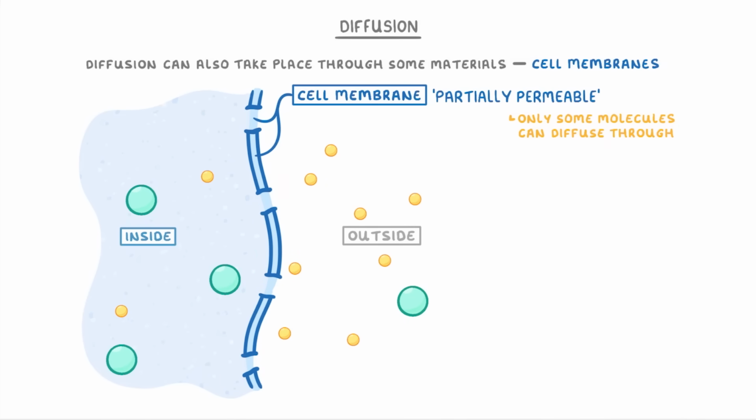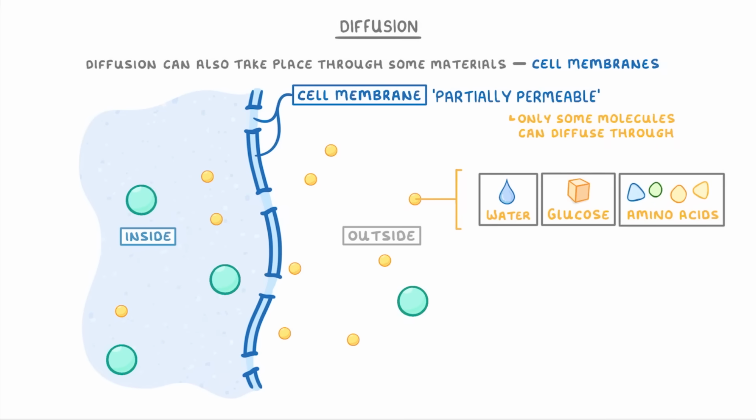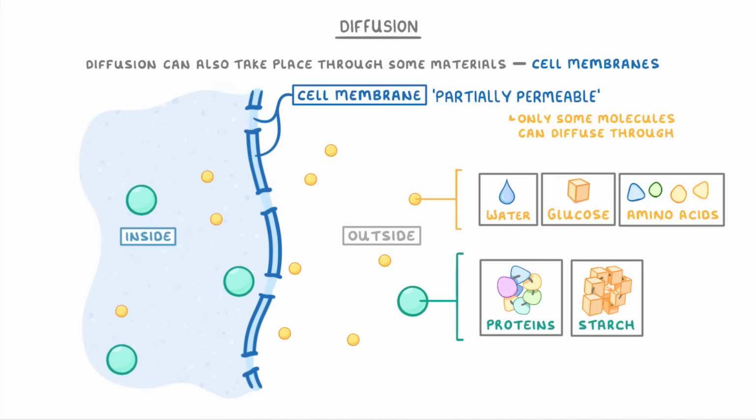Generally, only very small molecules that are dissolved in the fluid inside or outside the cell can diffuse through. For example, things like water, glucose, and amino acids. Whereas larger molecules can't fit through the membrane because they're too big. Examples of these larger molecules would be things like proteins and starch.